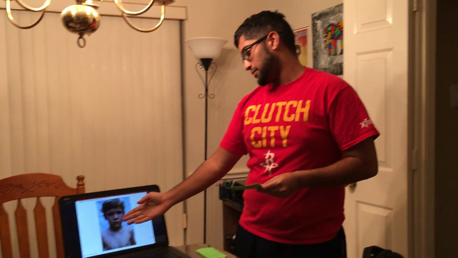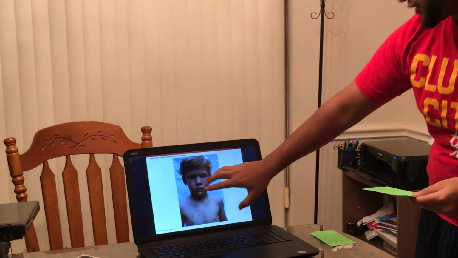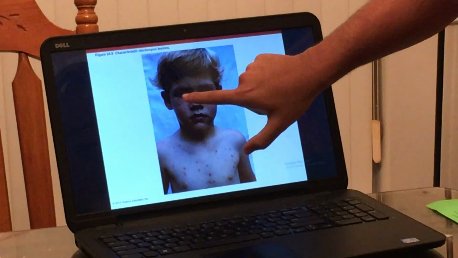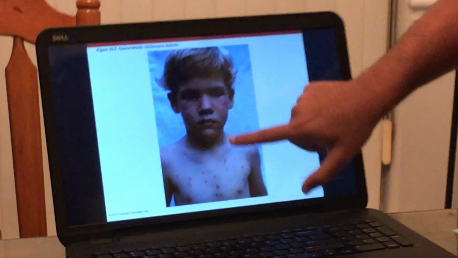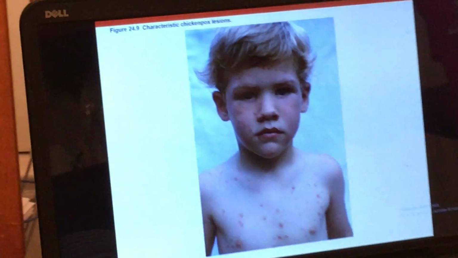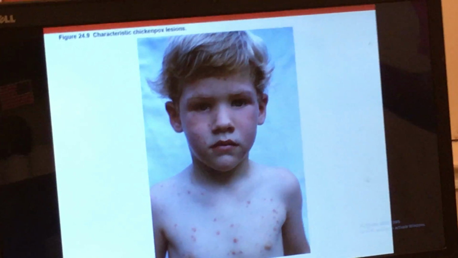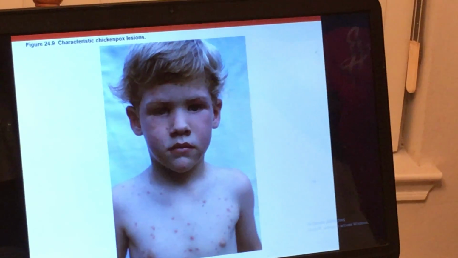This is an example of a child with chickenpox. As you can see, there are dots and spots all over the face and the chest as well. It's usually found in the upper body area, the face, even the arms. For children, the treatment is that at a young age, children are given a chickenpox vaccine, and this helps slow down or stop the virus.